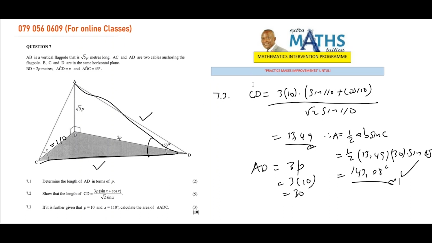Guys, I hope you understood that it's how it is done. To recap, remember your right angle triangle, remember your sine rule, your cosine rule, and your area rule. For your area rule, don't forget the base and the height.